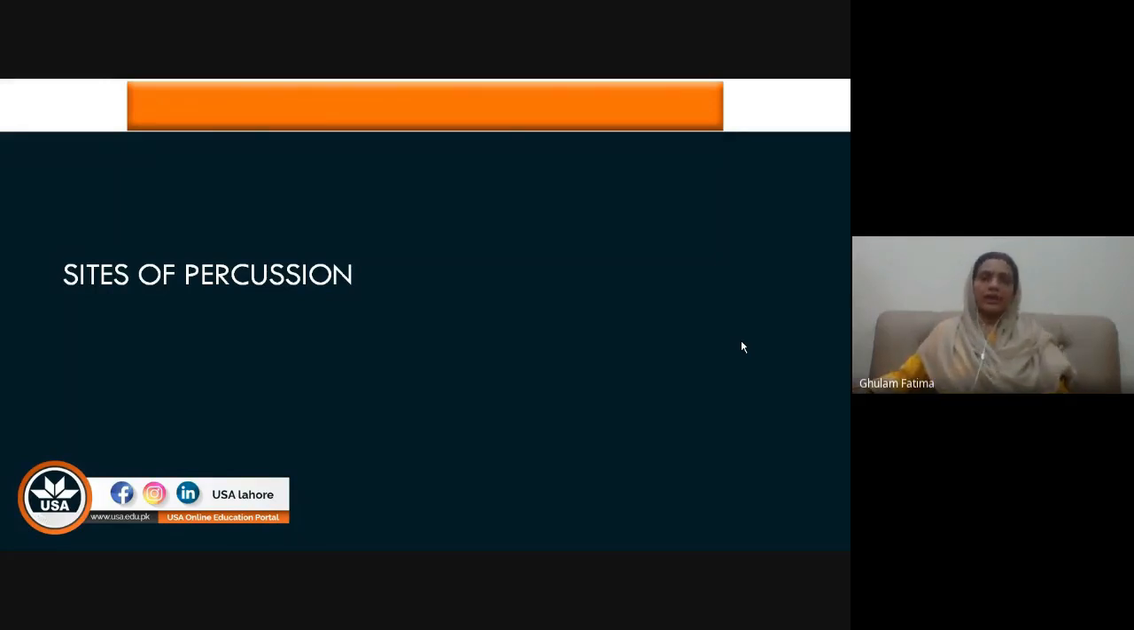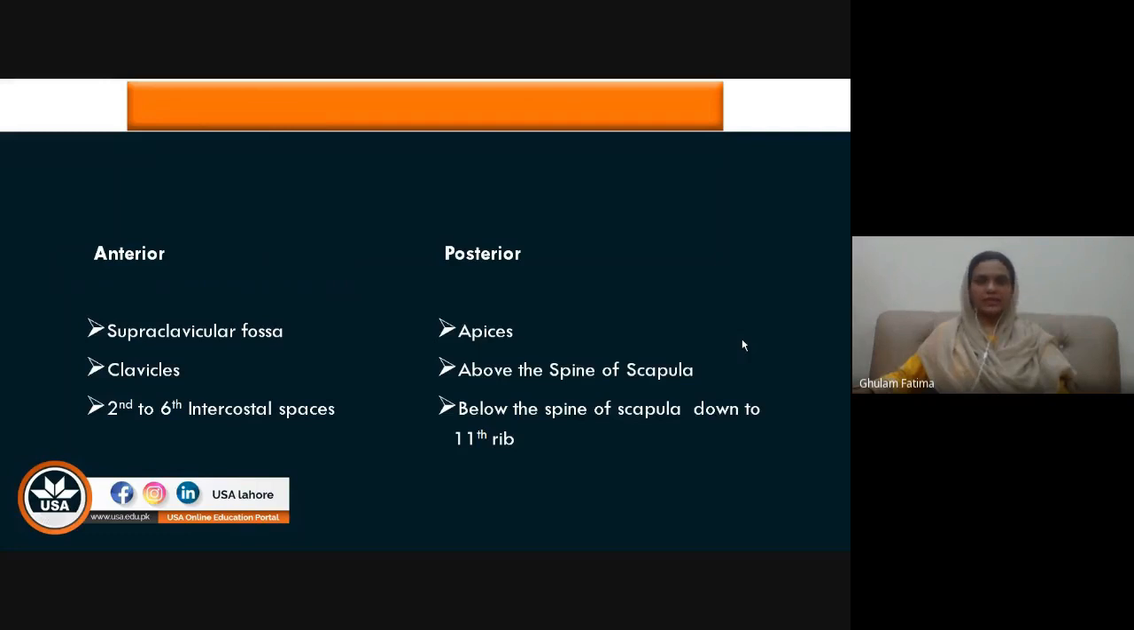So next, what are the sites of percussion? Anteriorly, you will first percuss your supraclavicular fossa, then your clavicles, and then from the second to the sixth intercostal spaces, because these are the lung margins. We are basically discussing lung percussion. So the second to the sixth intercostal spaces will be percussed for percussion of the lungs.